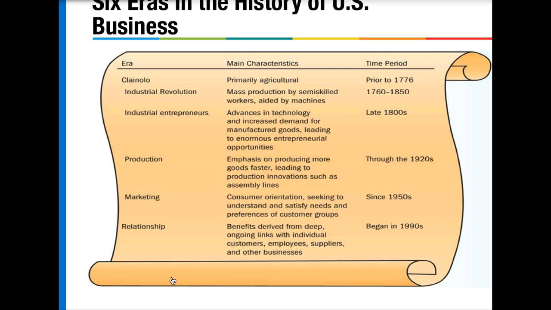Through the 1920s, there was more of an emphasis on providing more goods faster, so we started getting into this production era where companies were manufacturing goods on an assembly line more so. Marketing came into play in the 1950s, where we became more consumer oriented and sought to understand consumer behavior. And then since the 1990s, we've been in this relationship era where companies really want to build relationships with their customers, keep them happy, and also any of their stakeholders in the organization.